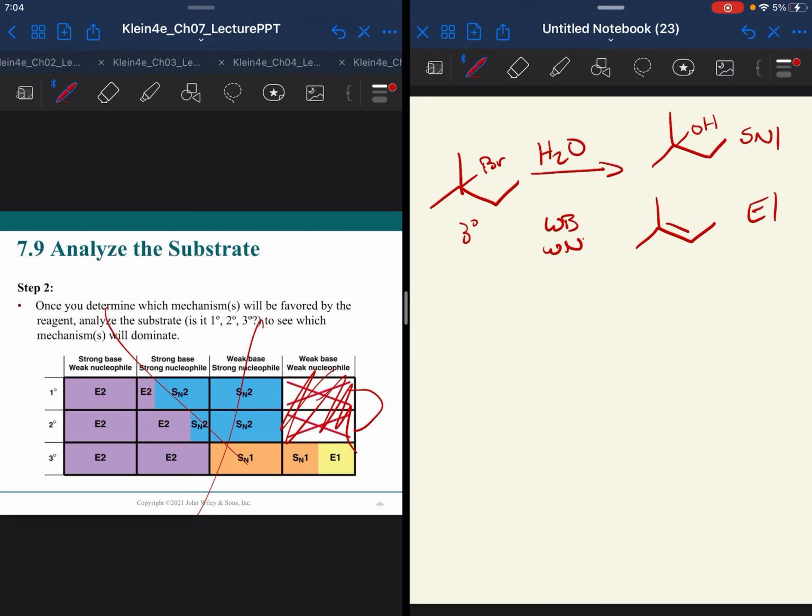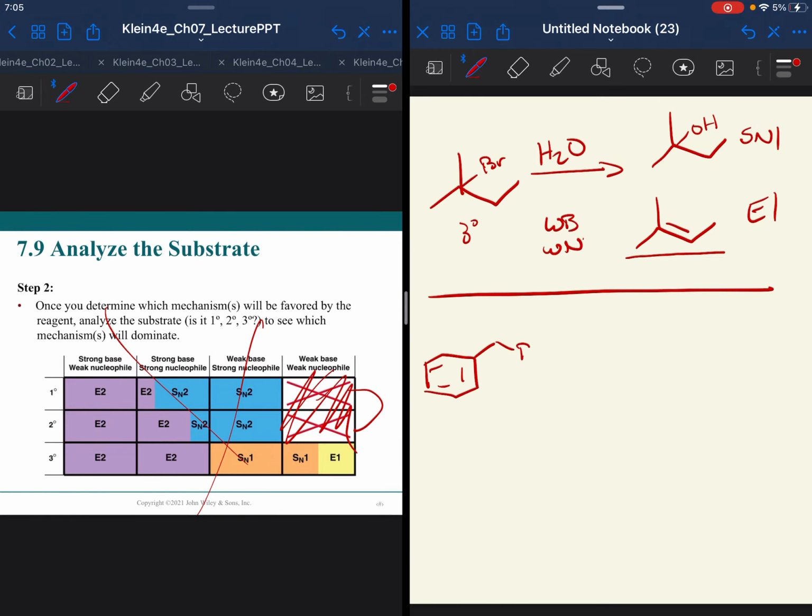I am going to stop here at the Zaitsev product because E1 favors Zaitsev. But you might get some Hofmann as a minor product. So E1, Zaitsev product, SN1, we have a substitution. But what about an example like this?